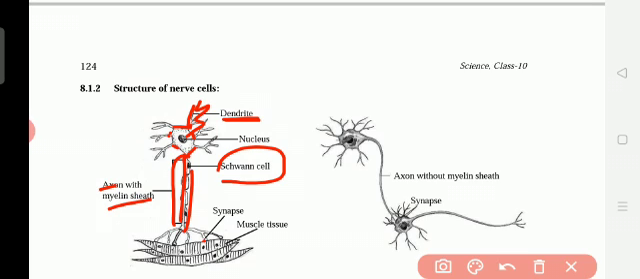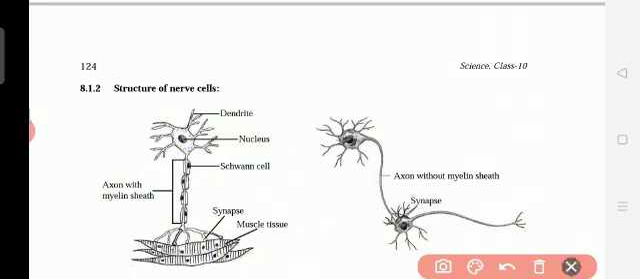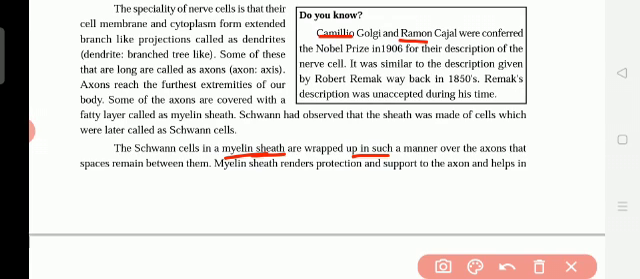At the end of the axon there is a synapse, and this synapse is connected to the dendrites. Synapses are connected to dendrites, and again this synapse is connected to dendrites. Here synapses are there and this one will be connected to another dendrite, of another nerve cell. Schwann cells and the myelin sheath were wrapped in such a manner over the axons that they protect the axon.